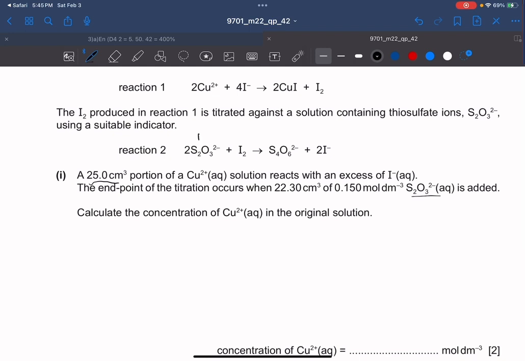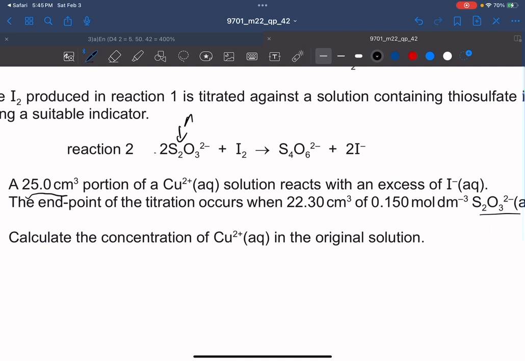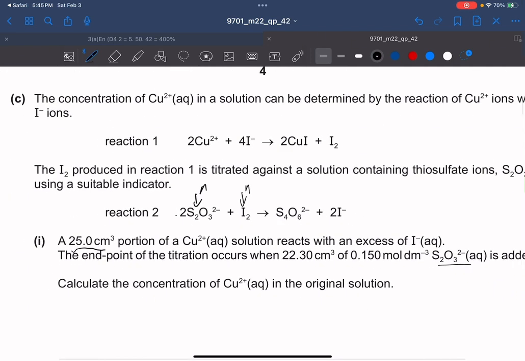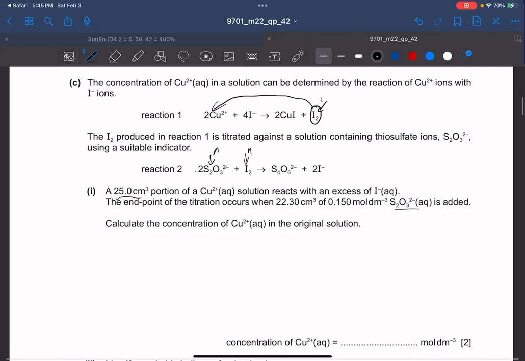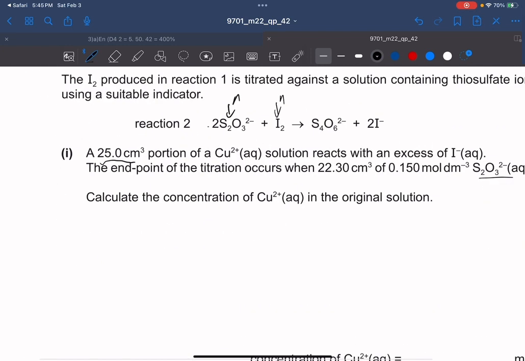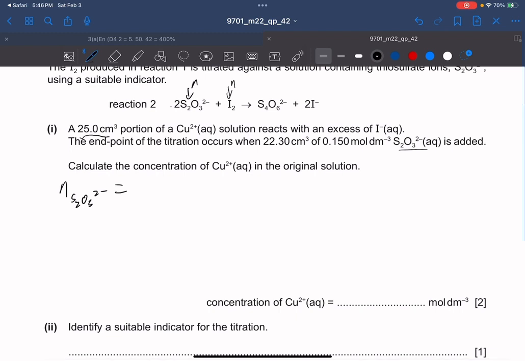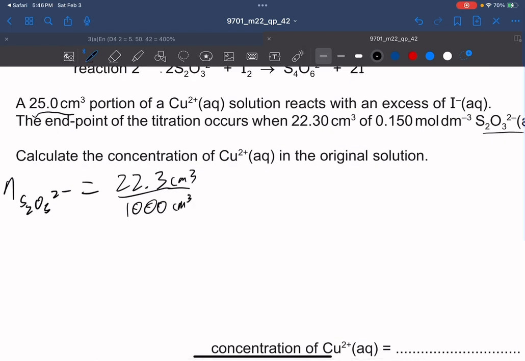So we're going to figure out the moles of thiosulfate first, and then from that we can work our way backwards, because from the moles of this we could know the moles of iodine, and that iodine happens to be the iodine that was produced here. So if we know this concentration, then we could determine this concentration. So we're just going to do that. So n of S2O3 2 minus is equal to 22.3. This is to convert it into decimeters.